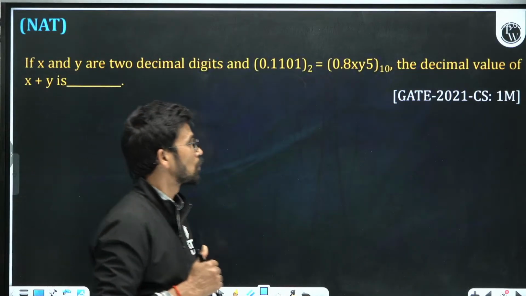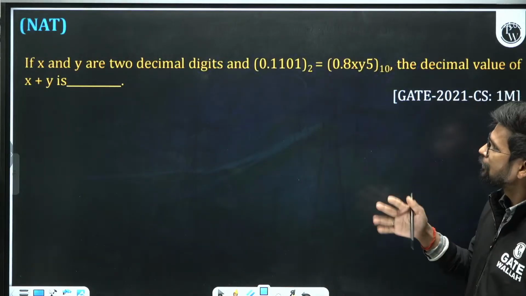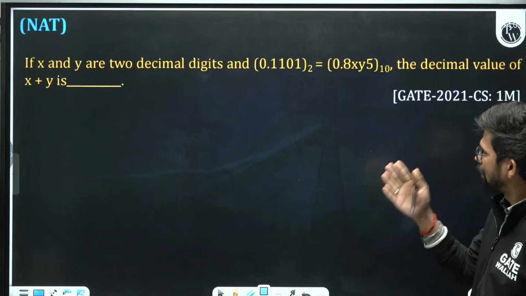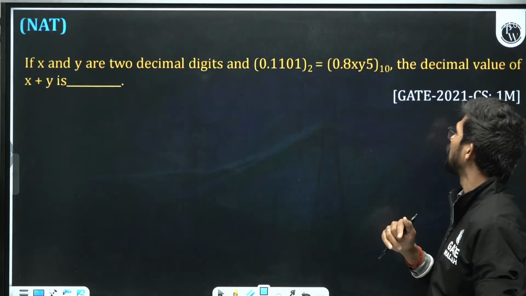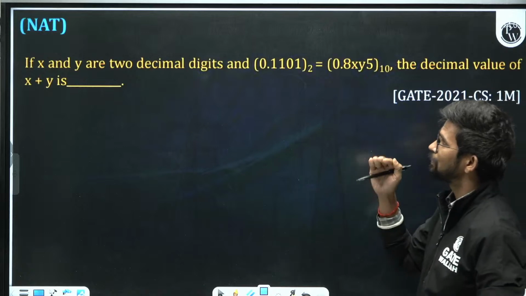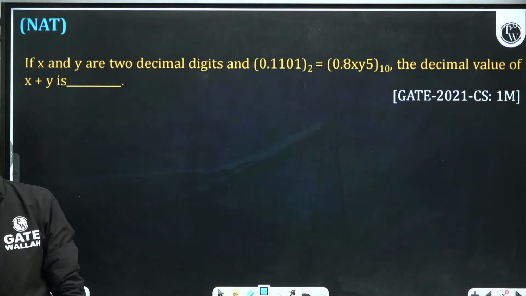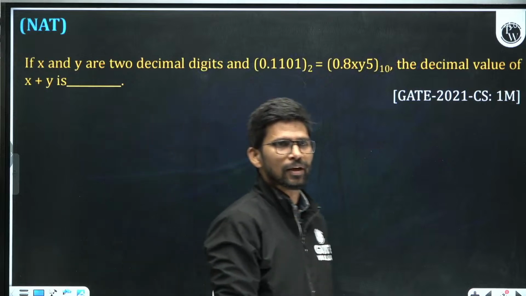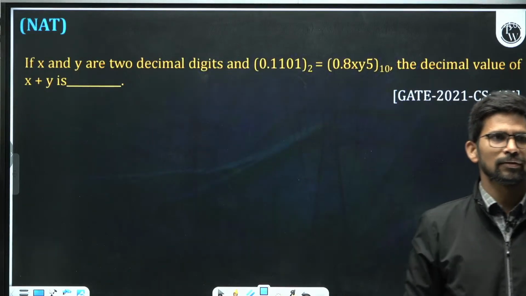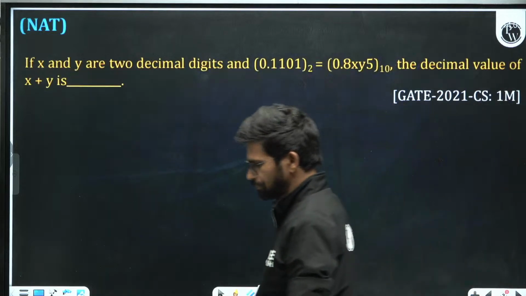The first question was asked in GATE examination 2021, CS branch. This is a 1 mark question and it is based on the number system. If x and y are 2 decimal digits and the relation is already given, what is the decimal value of x plus y? Solve this question quickly.